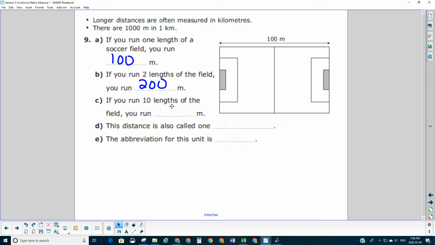And then if you run 10, well, if each one is 100, then that's 1,000 meters. And if you recall, what's 1,000 meters? Well, there's 1,000 meters in 1 kilometer. So if you're trying to imagine how far a kilometer is, a great way to estimate that in your head is that it's exactly 10 soccer fields. Okay, it's very close to 10 football fields too. But imagine that's our soccer field out on the back field at school. If you walked 10 of those in a row, you've walked a kilometer. And the unit measurement for that is km.